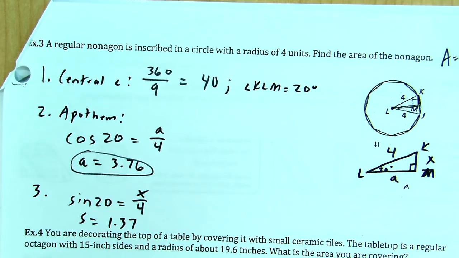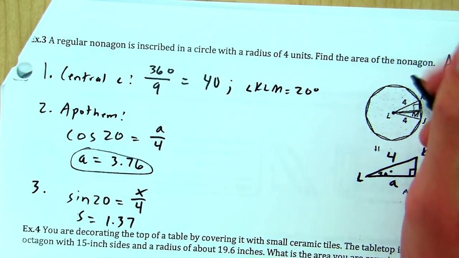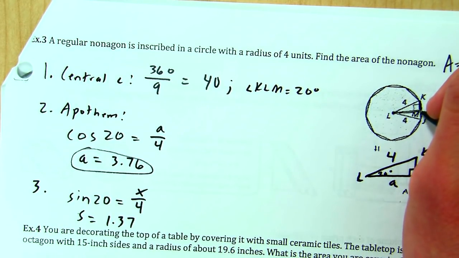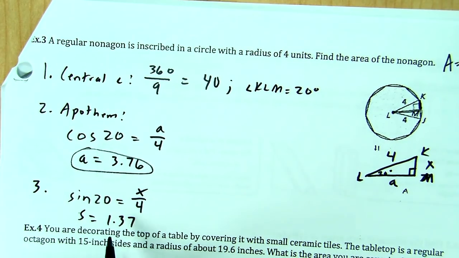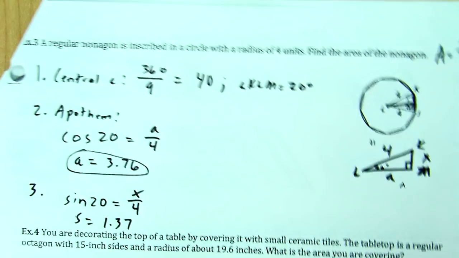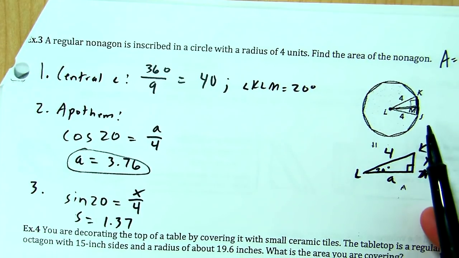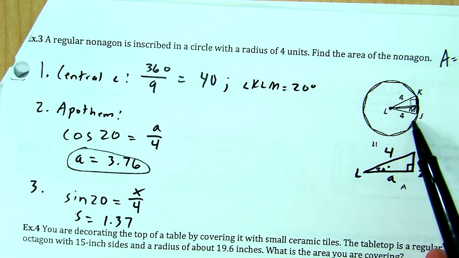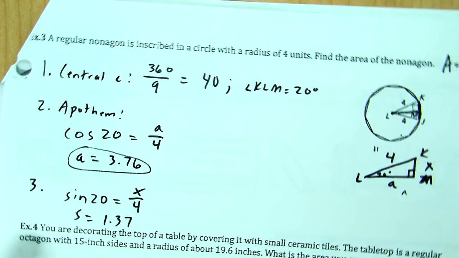Okay, and that's just the trig from the last time. Now, there's two different ways that you can think about this. One, this km is half of a side length, so you could double this. If you doubled it, you would get 2.74, which means all of these are 2.74. And then you multiply that by 9, because it would be 2.74 plus 2.74 plus 2.74, and so forth.